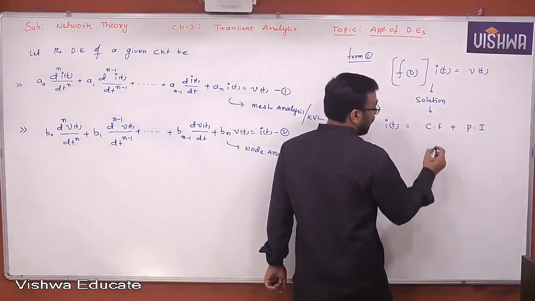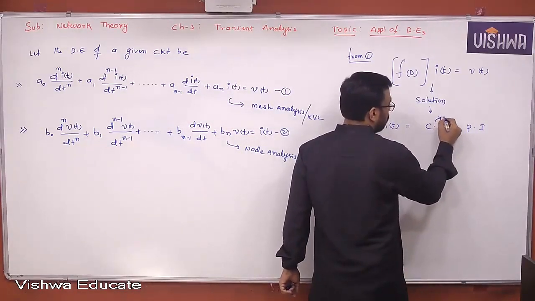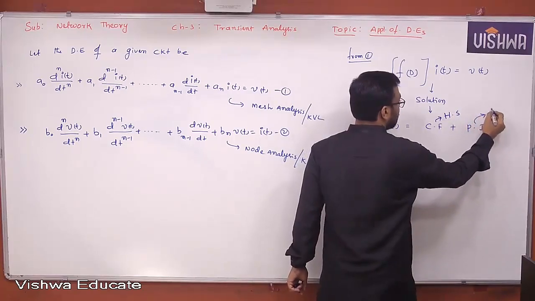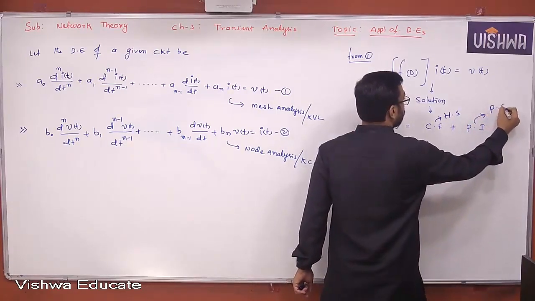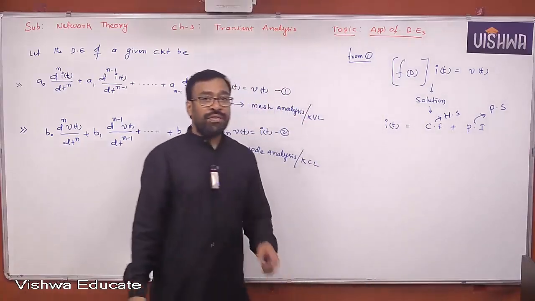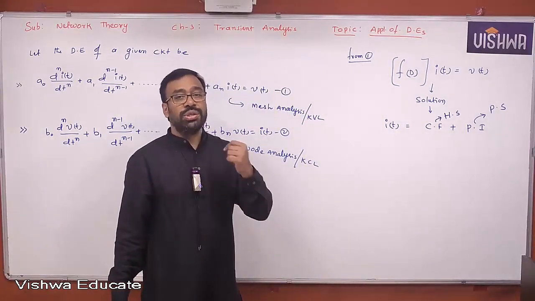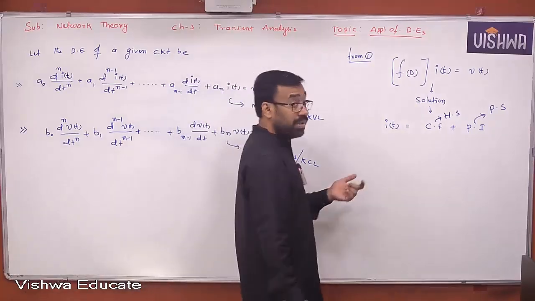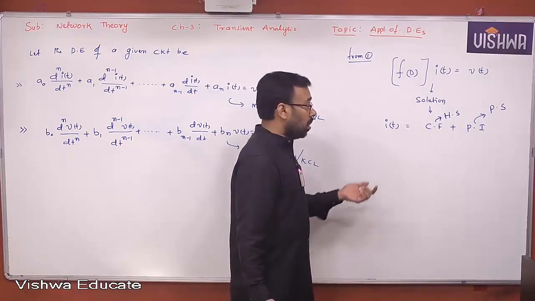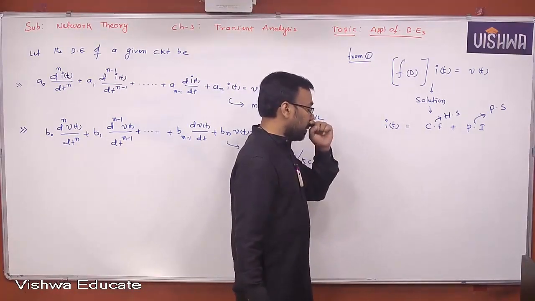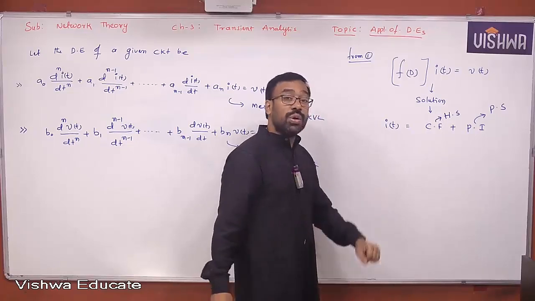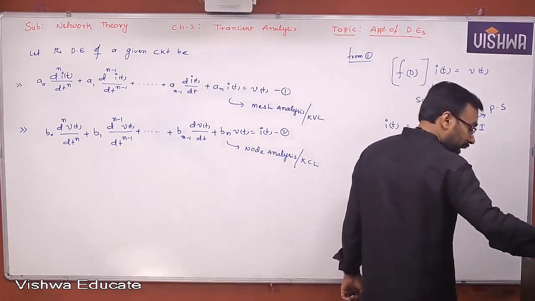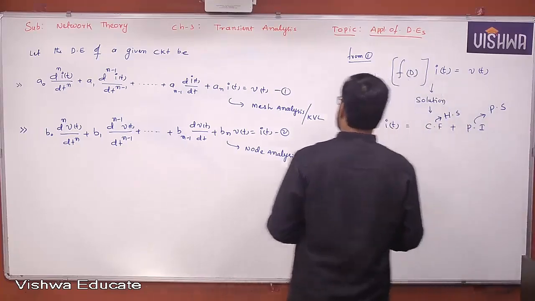Complementary function is also known as homogeneous solution. Particular integral is also known as particular solution. Complementary function is known as what? Homogeneous solution. Particular integral is nothing but particular solution. Okay, we have different names in the mathematics. Okay, you can use the different names. In place of complementary function, you can also call it homogeneous solution. Okay, now look at this, all of you.